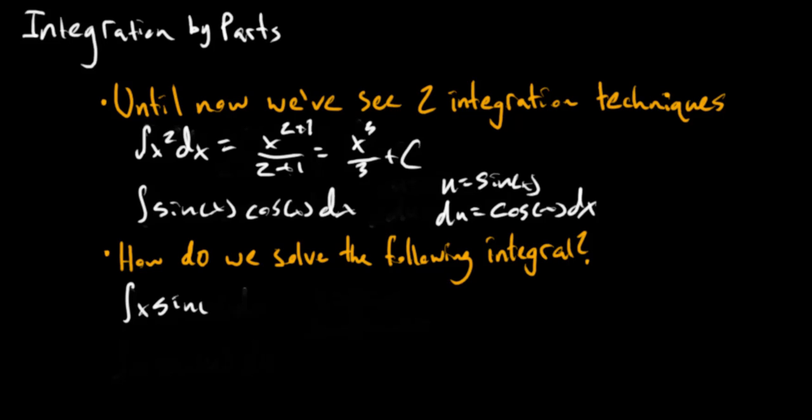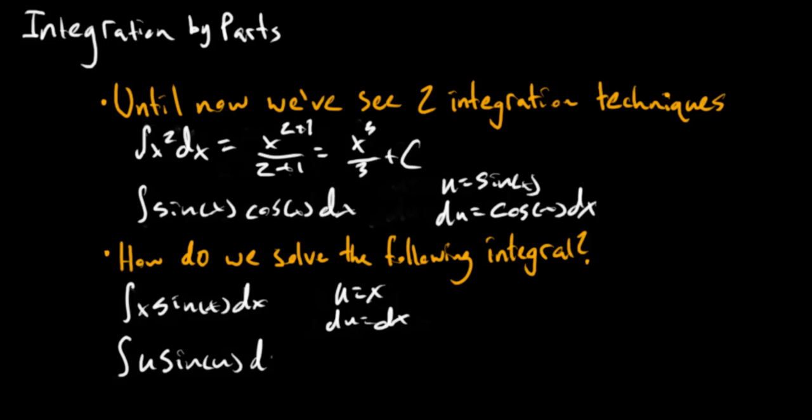X times sine of x dx. We're clearly not going to use the reverse power rule, so let's try u substitution. That's our only other option, right? So we'll assign x to u, therefore du will be equal to dx. Now let's substitute this into our equation. We'll get the integral of u times the sine of u du.